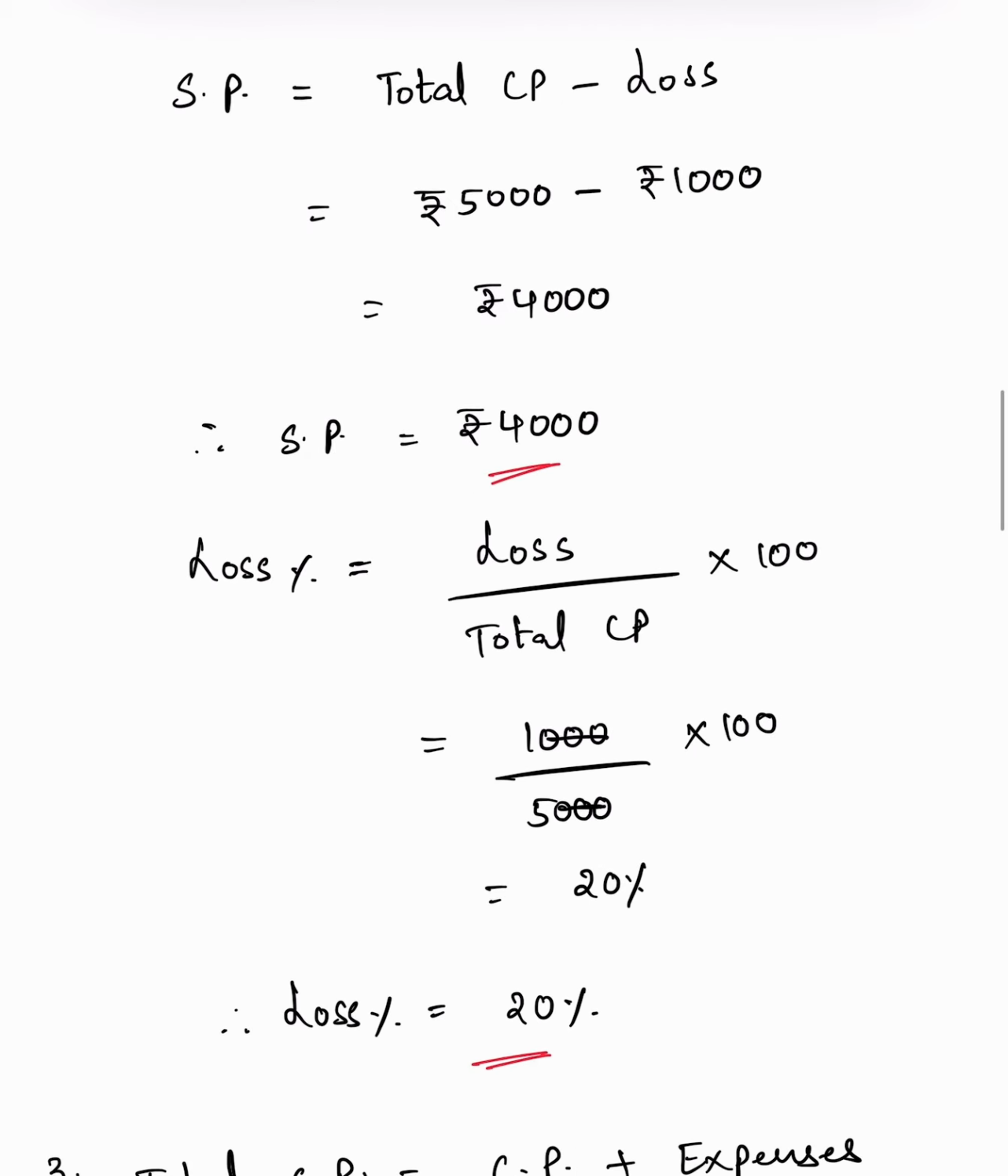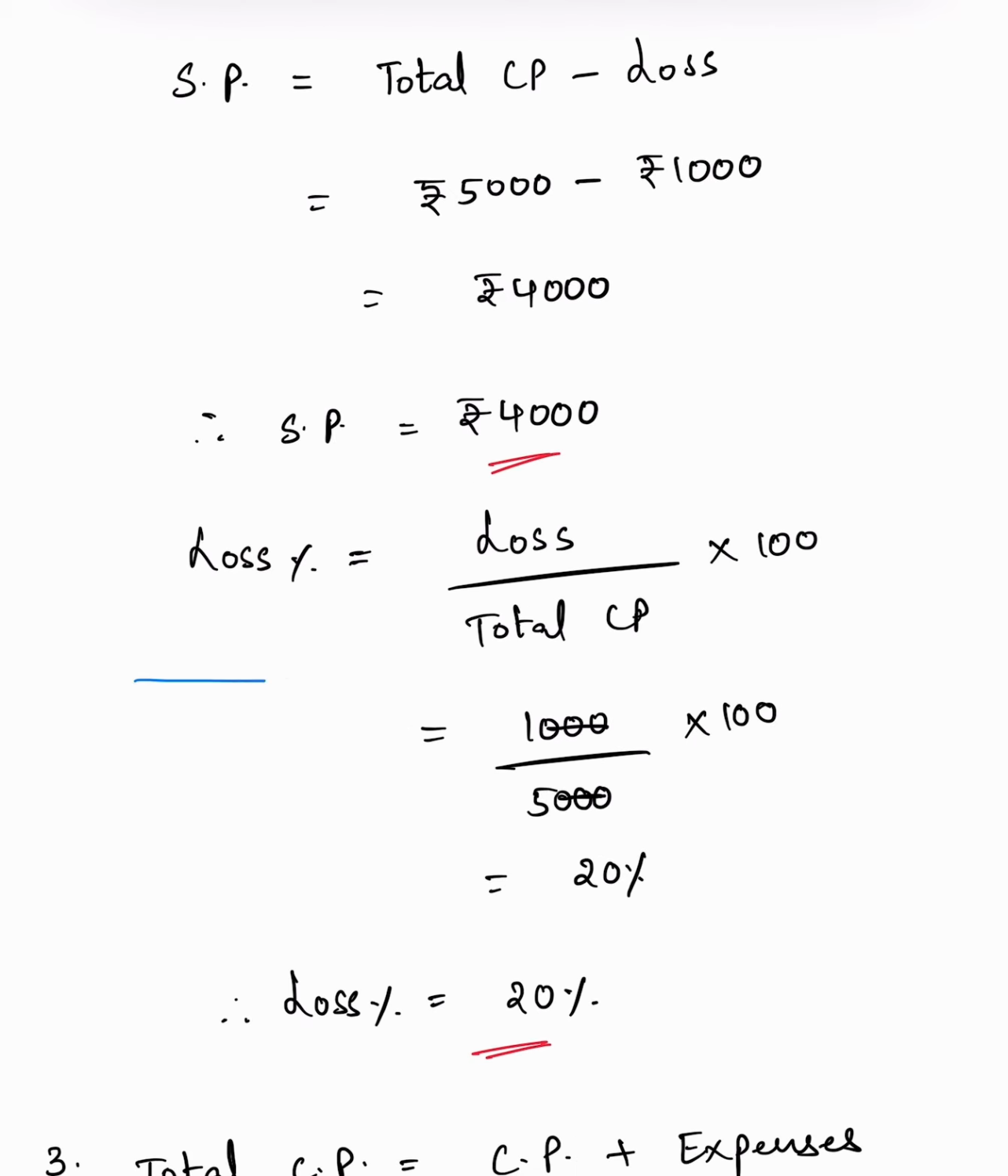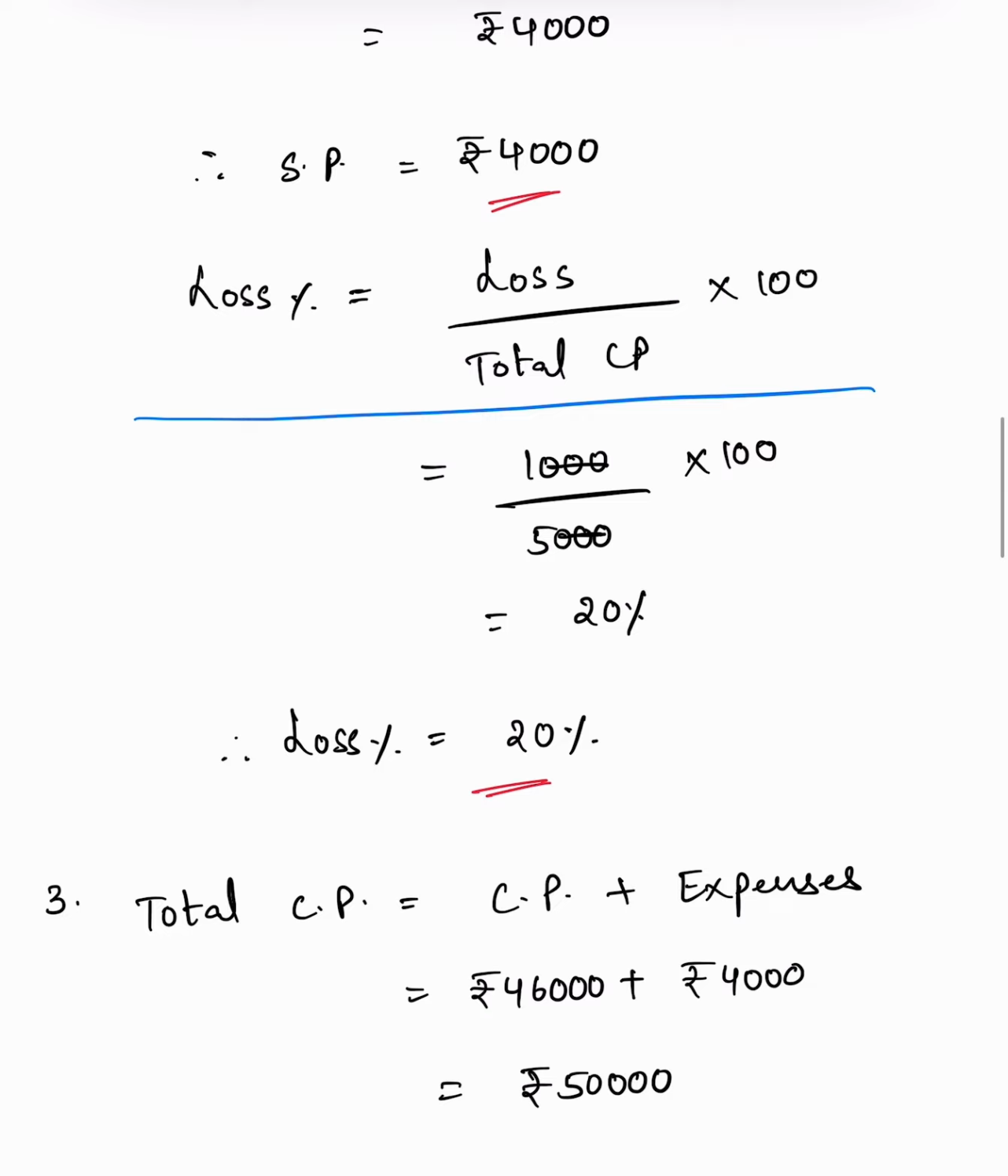So what is loss percentage? Loss percentage is loss by total cost price into 100. So what is the loss here? It is 1000 by 5000, the cost price, into 100, which is equal to 20%. So the loss percentage is 20%.